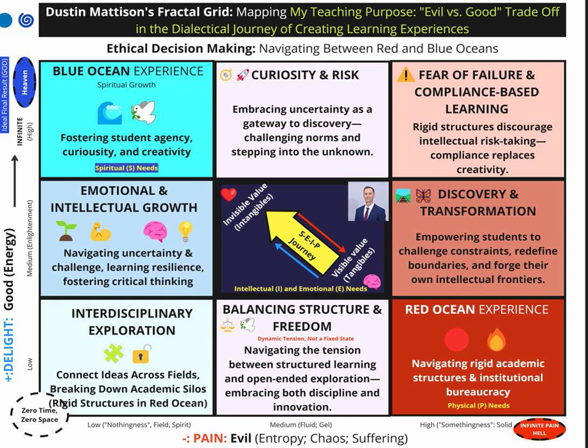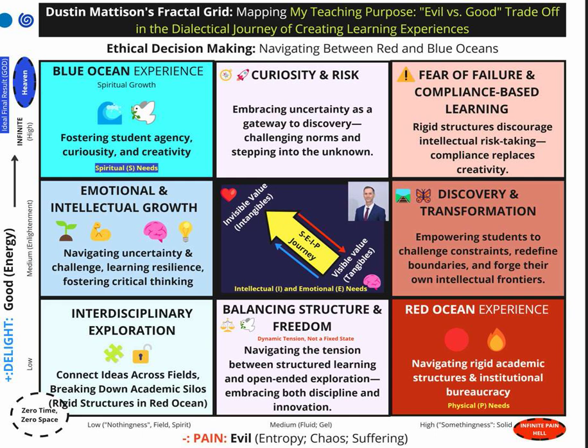Like with the emotional domain, it's all about how students feel. Are they afraid to make mistakes? Or are they encouraged to take risks? Right. The spiritual domain is about connecting learning to something bigger, like finding meaning in what you're studying. And the physical domain looks at the actual environment and activities, like are students stuck in a traditional classroom or are they getting to do hands-on projects? Got it. So the fractal grid is like a map that shows how these different aspects of learning, the SEIP domains, play out in those different environments.